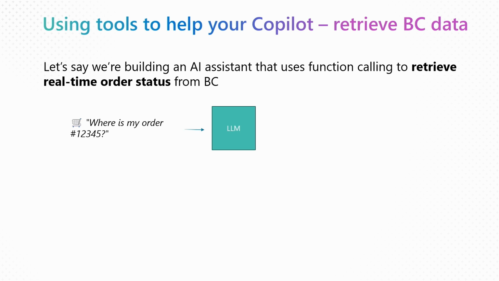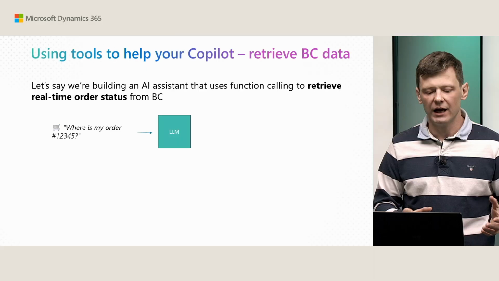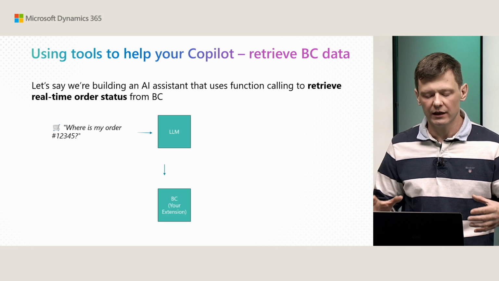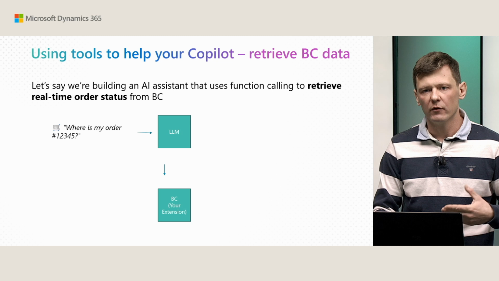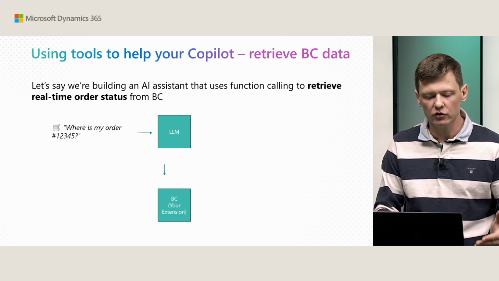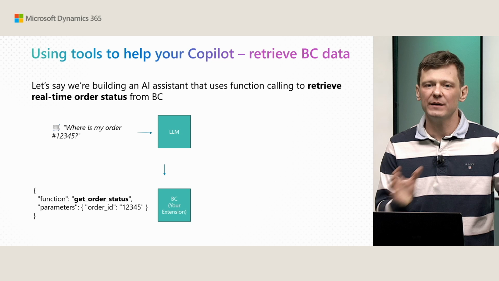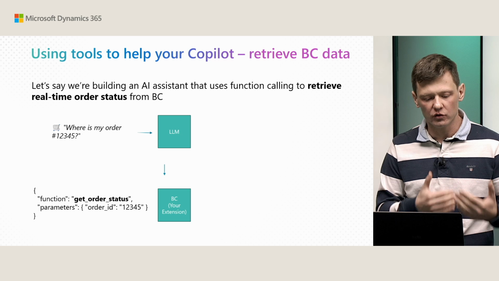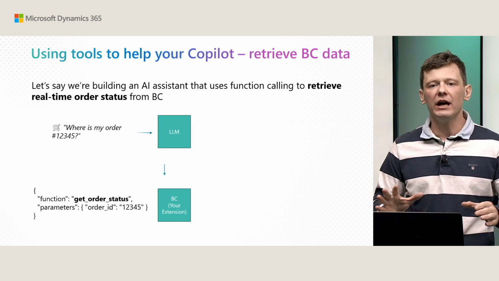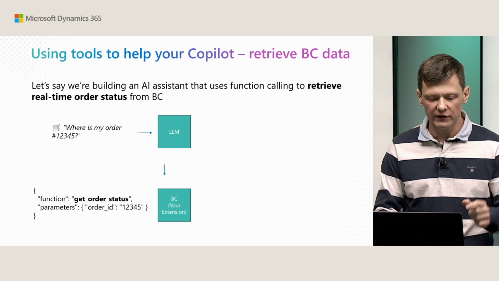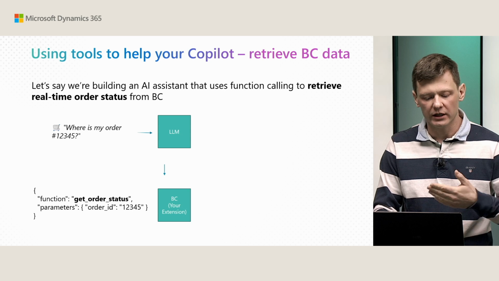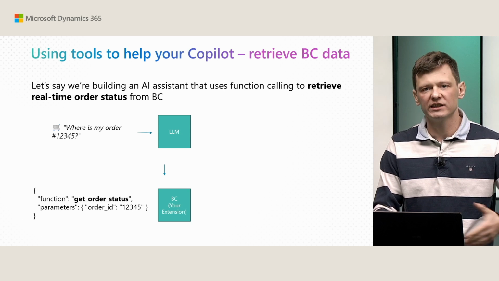So let's see how it works. Imagine you're building a Copilot extension to help your users answer questions about orders. Of course, all the information about orders is stored in Business Central. So in your extension, you can define a tool, exactly the same as web search was for ChatGPT. You go to our AL code, you define a function or a tool, and you say, hey, I know everything about orders. So when the user asks, what is my order status, we can call your codeunit, which will be responsible for that.